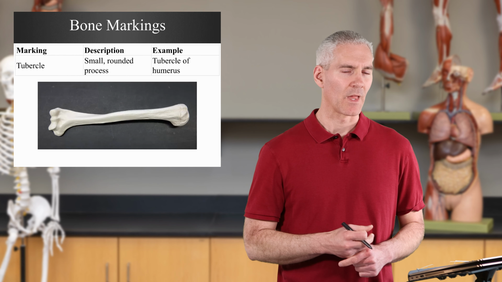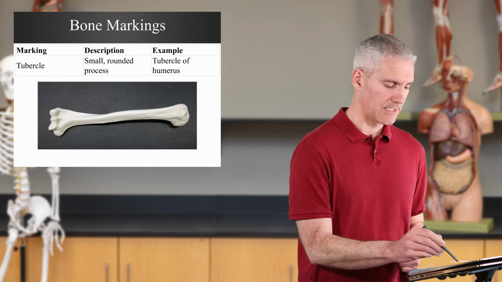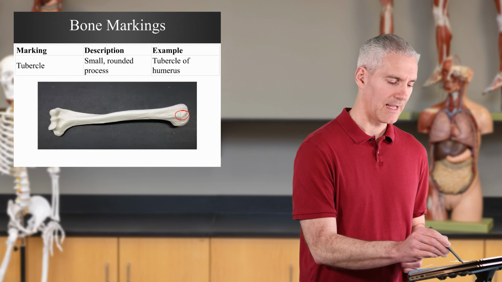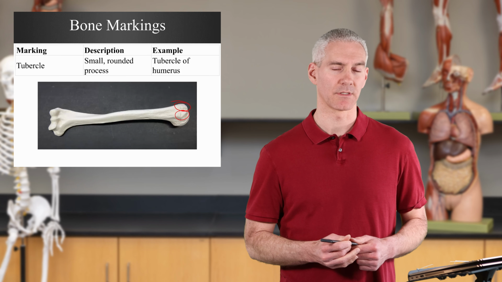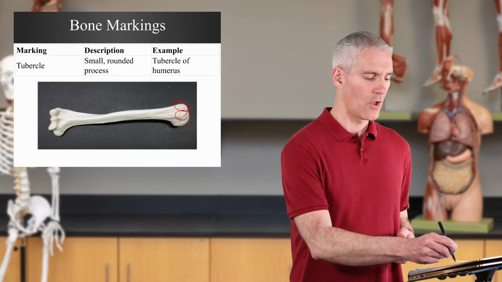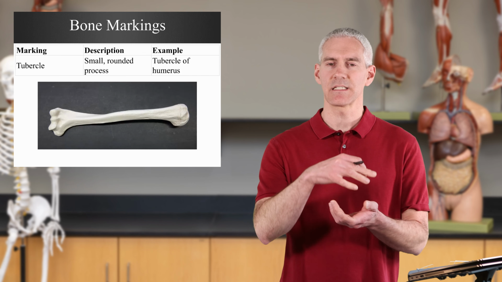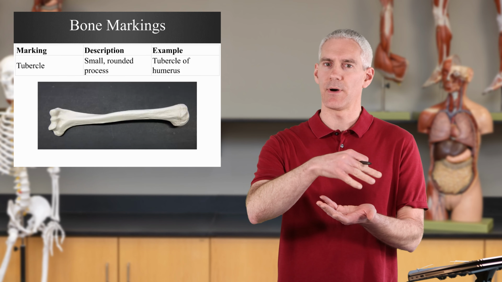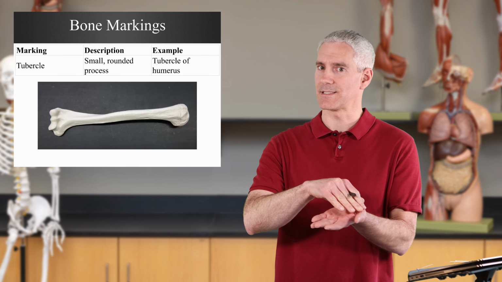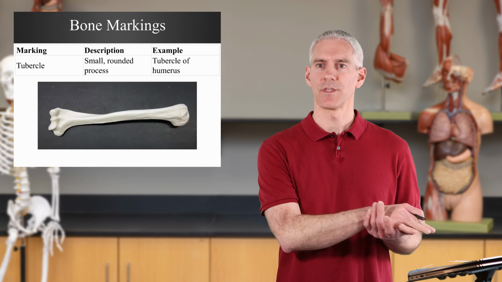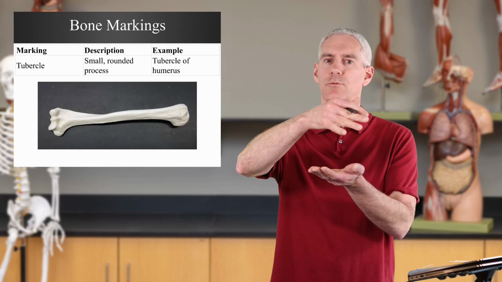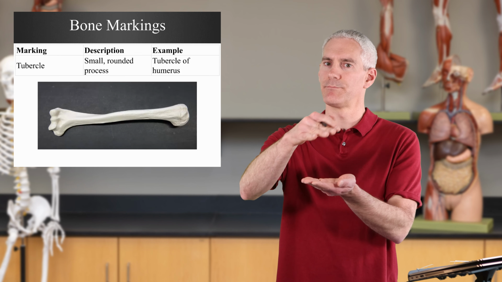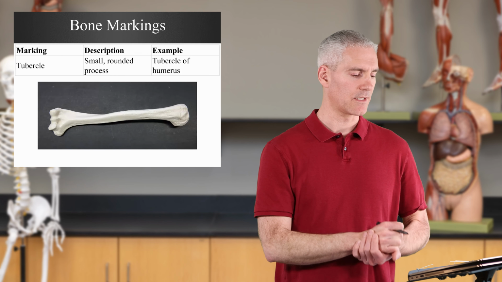Tubercle. Now a tubercle, you can see right here we're going to have one tubercle and then a second tubercle. Those are the greater and lesser tubercles of the humerus. But a tubercle is a small protrusion sticking off the bone, usually rounded, doesn't have to be flat. In the case of these two, the tubercles of the humerus, they're a little bit bumpy, but they still are a rounded protrusion coming up. So a tubercle.